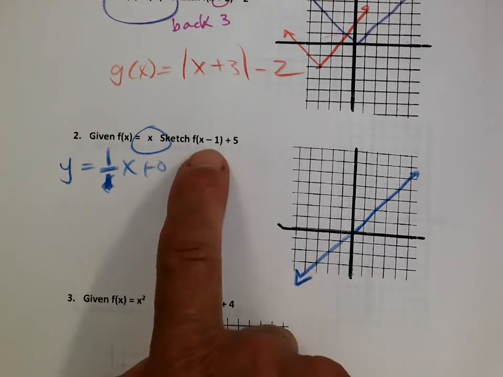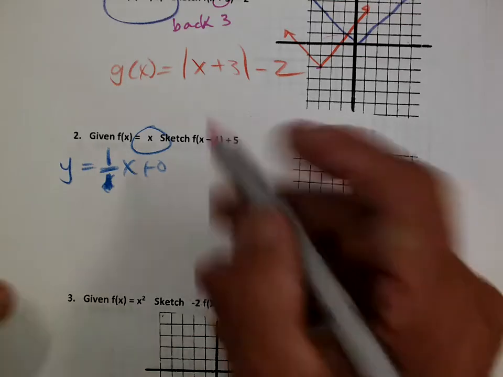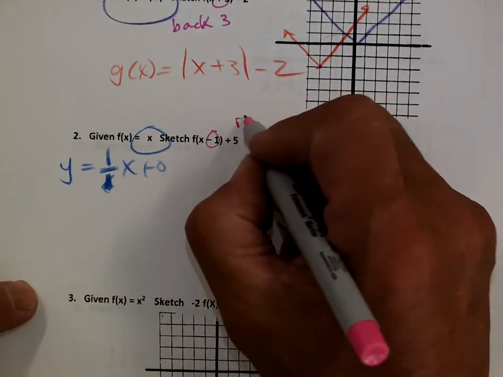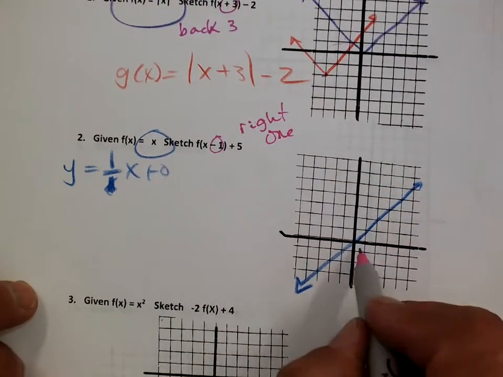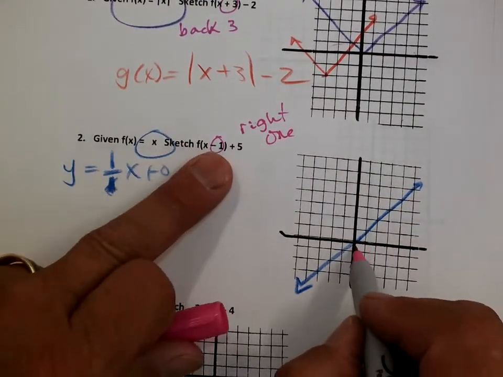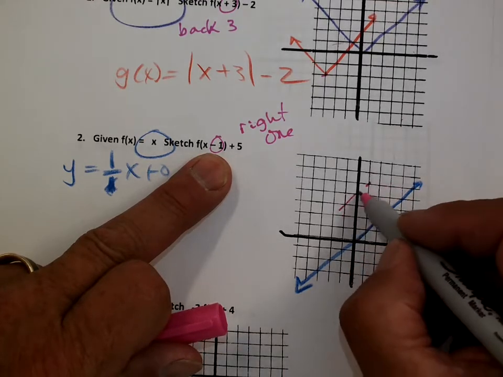This is take it back. Oh, I said that wrong. Take it to the right, always the opposite, to the right 1, and then up 5. Well, it takes it anywhere. So if I take the origin, I'll go to the right 1 and up 1, 2, 3, 4, 5. There it is.